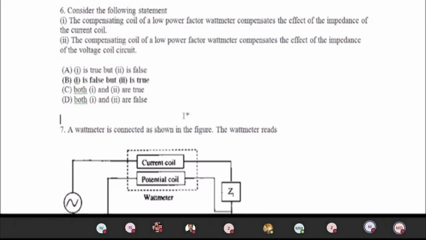Consider the following statement. Statement 1: The compensating coil of a low power factor wattmeter compensates the effect of impedance of the current coil. Statement 2: The compensating coil of a low power factor wattmeter compensates the effect of impedance of the voltage coil circuit. So this is also just a remembrance and you need not do any calculations. Once you remember the logic, you can directly say the first one is a false statement and the second one is true, because the effect of impedance of the voltage coil circuit is going to be compensated. So choice number 2 is the exact answer for this question.